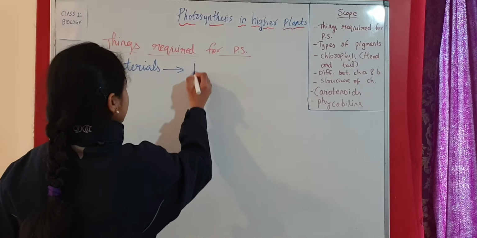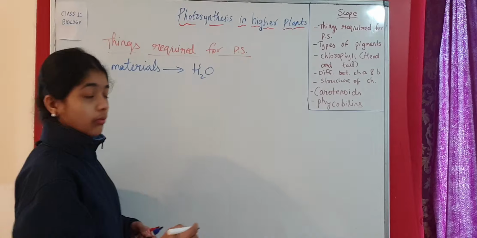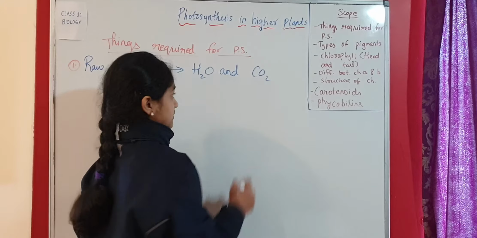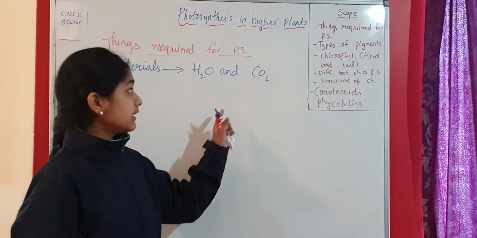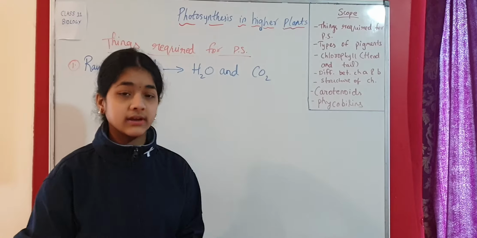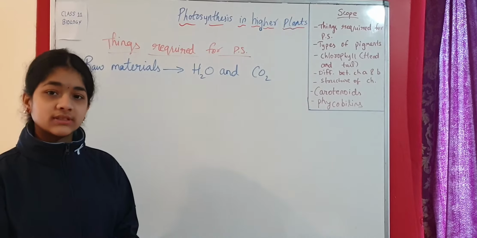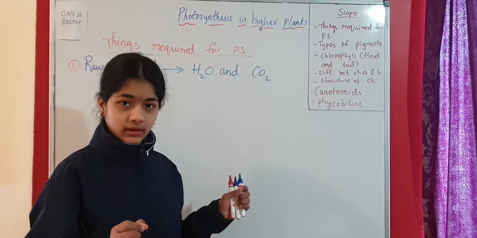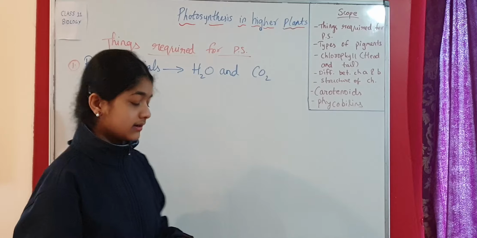And these raw materials are water, H2O, and carbon dioxide, CO2. Water is essential for photosynthesis. This statement was given by Theodore de Saussure. When we are talking about historical background, we learned that.